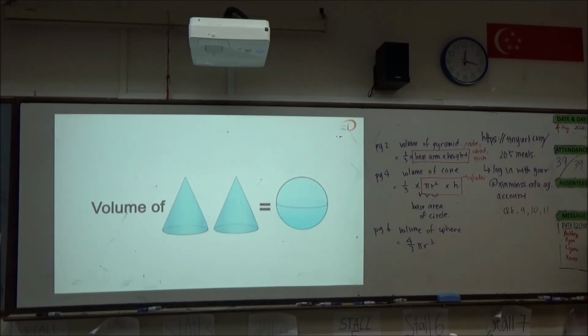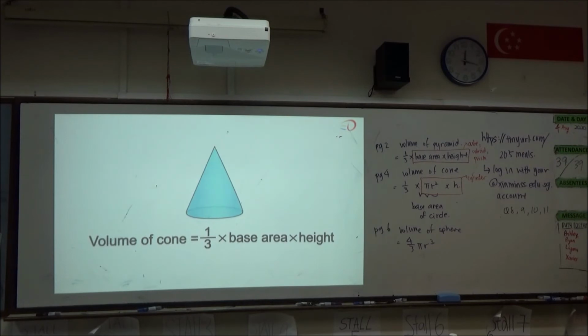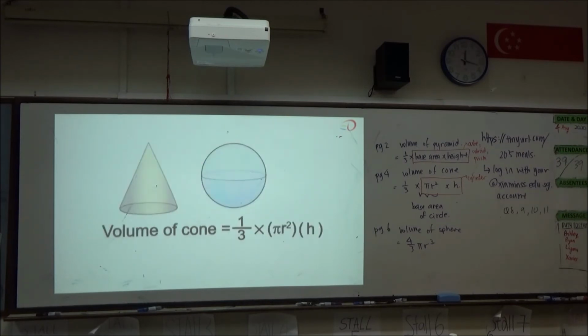We have learned that the volume of a cone is 1/3 base area times height. Note that the height of the cone is the same as the diameter of the sphere. And the base area of the cone is pi r squared. Therefore, the volume of a cone is equal to 2/3 pi r cubed.